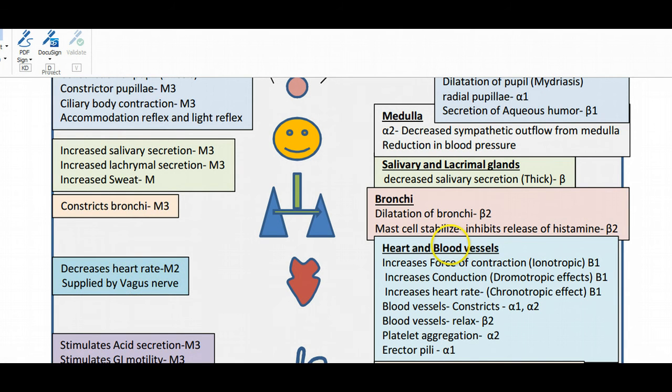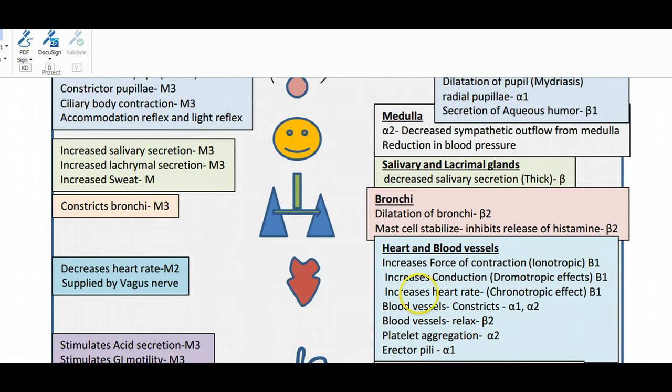Whereas for the sympathetic system, the effect on the heart is mainly mediated by beta-1 receptors. There are three effects worth noting for the beta-1 receptor: increased force of contraction, called inotropic effect; increased conduction, called dromotropic effect; and increased heart rate, called chronotropic effect.